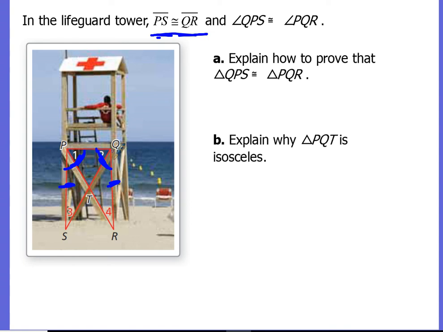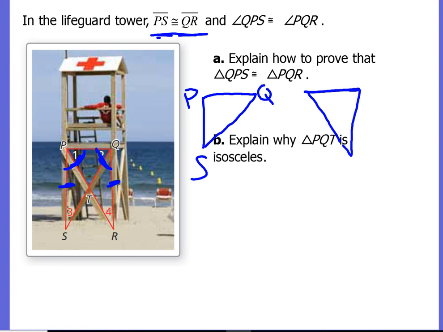We want to prove that QPS is congruent to PQR. So I'm just going to make our lives a little bit easier and try to break these triangles up. If we make the triangle here, there's S, there's P, there's Q, and on the other side here we have the second triangle, and there's R, there's Q, and there's P again.